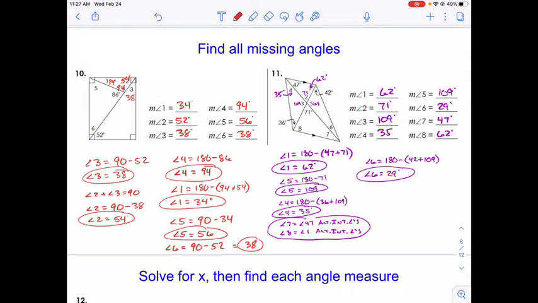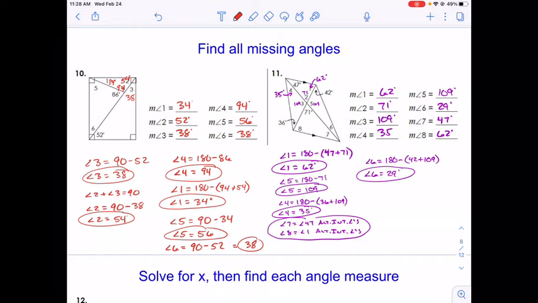So we can do 90 minus 38, and that's going to give us 54 for angle 2. Then we can use that. Since we know angle 2, we can find angle 4, because angle 4 and 86 are a linear pair. So we just subtract 180 minus 86, and that gives us 94.